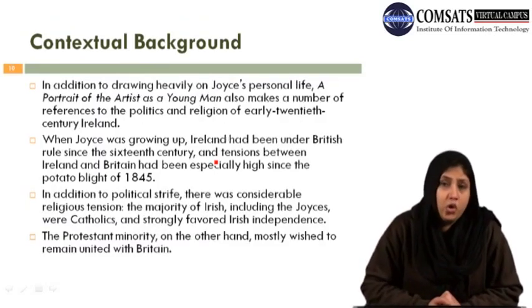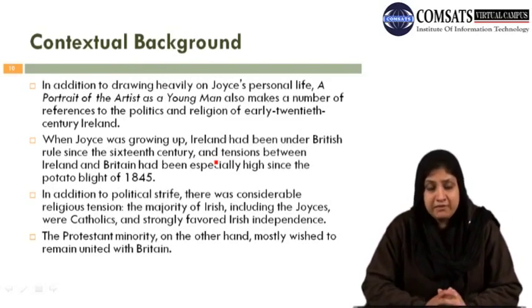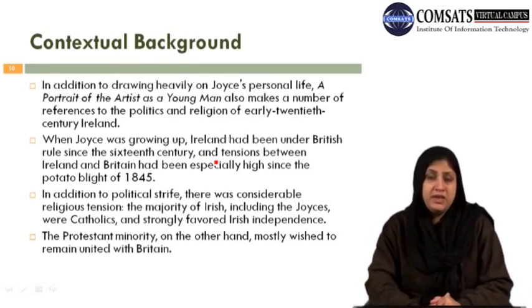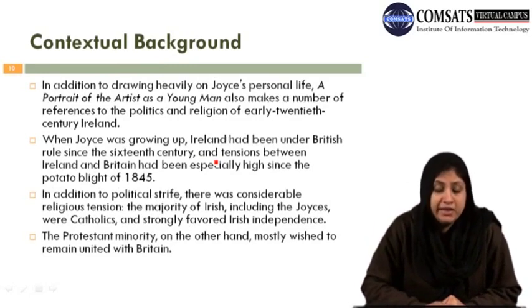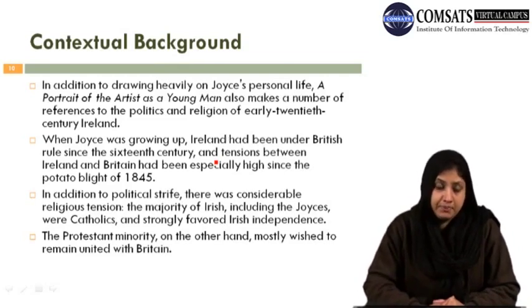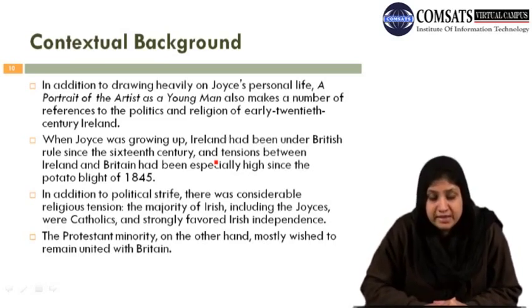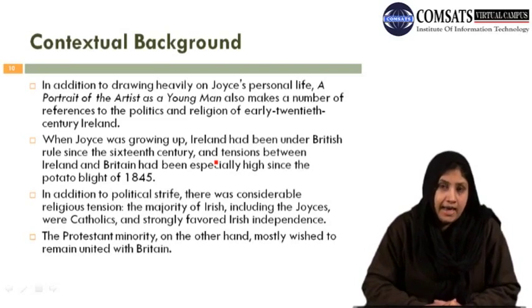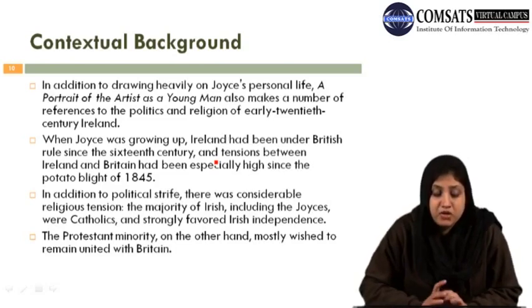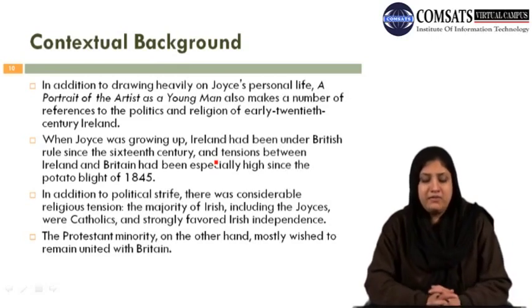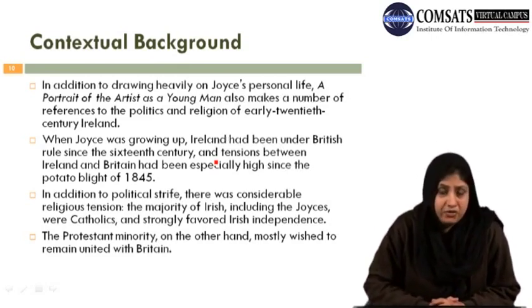In addition to drawing heavily on Joyce's personal life, A Portrait of the Artist also makes a number of references to the politics and religion of early 20th century Ireland. When Joyce was growing up, Ireland had been under British rule since the 16th century, and tensions between Ireland and Britain had been especially high since the potato blight of 1845. In addition to political strife, there was considerable religious tension.